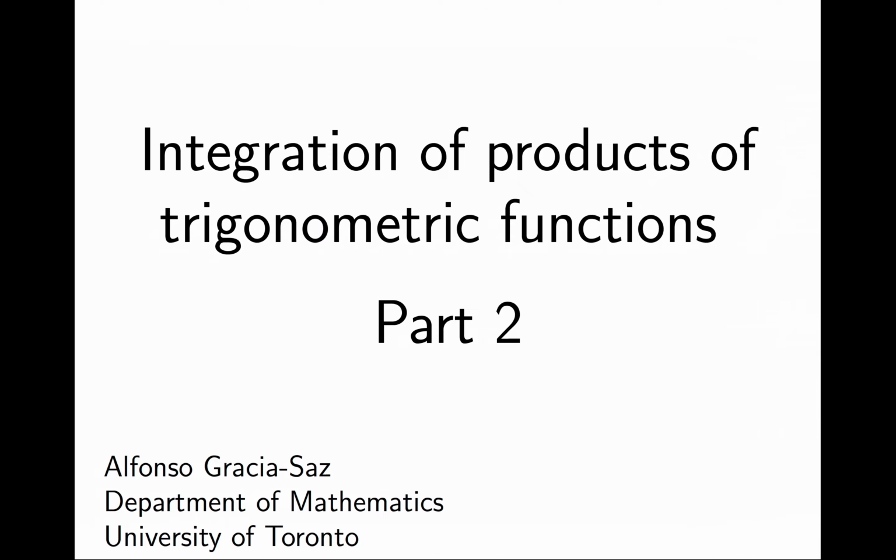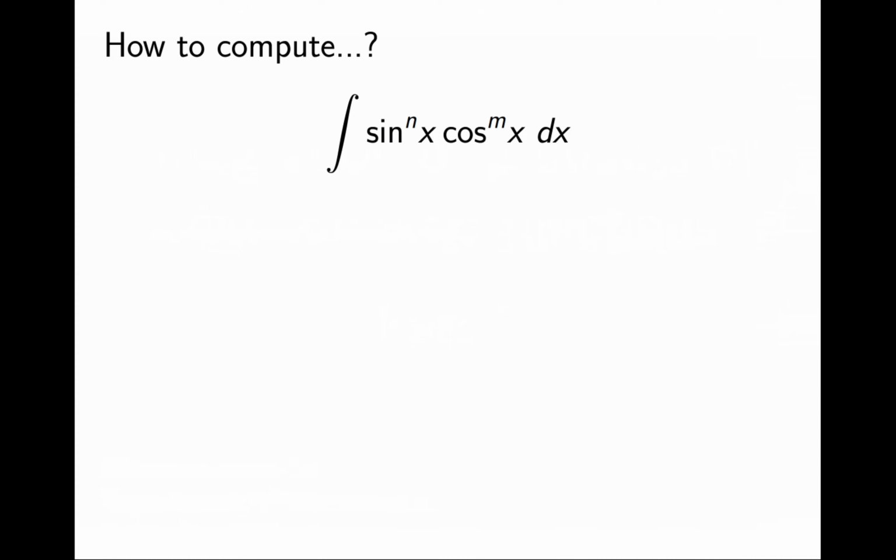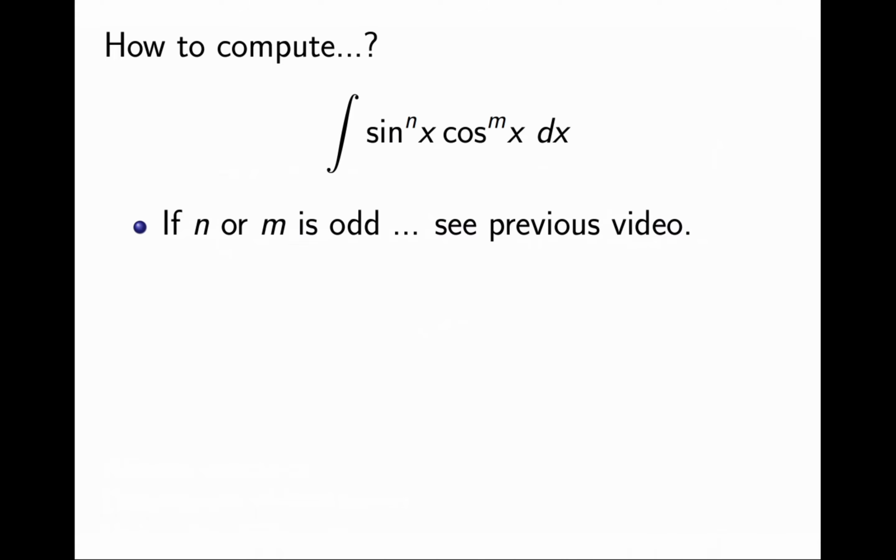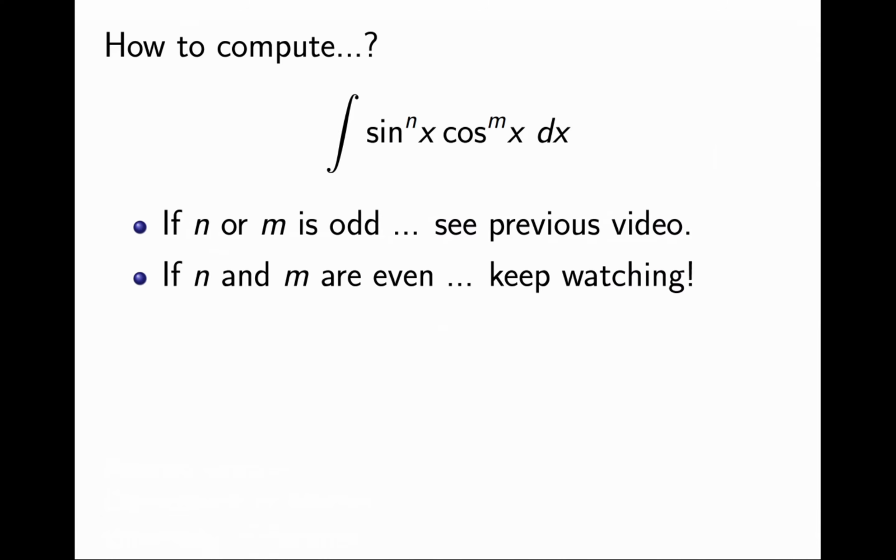This is the second of two videos on methods to compute the antiderivatives of products of trigonometric functions. In the previous video, link in the description, I look at functions of this form, a power of sine times a power of cosine. If at least one of the two exponents is odd, we already found a method that works. But if both exponents are even, we did not have a solution yet. That will be the point of this video.